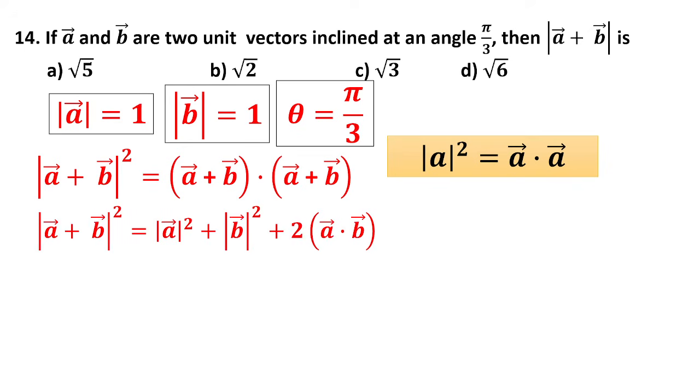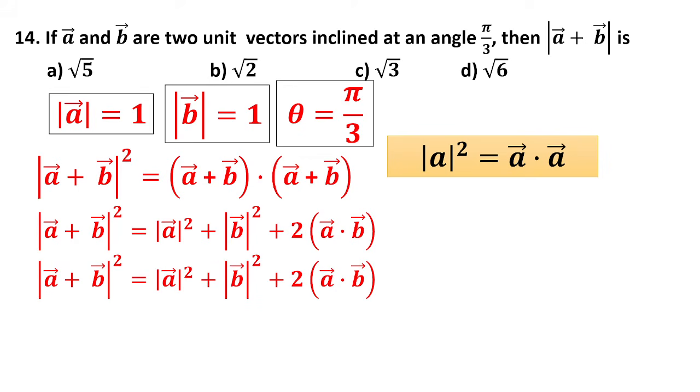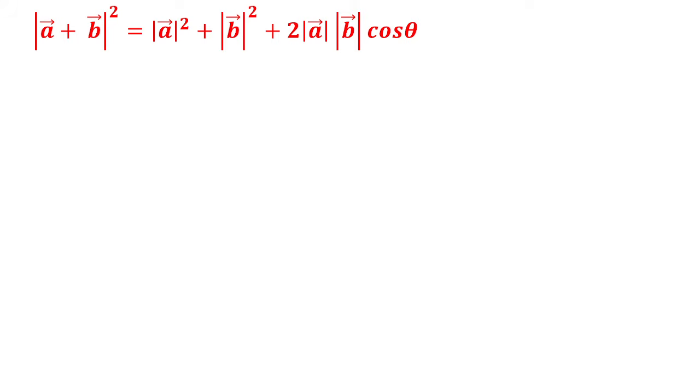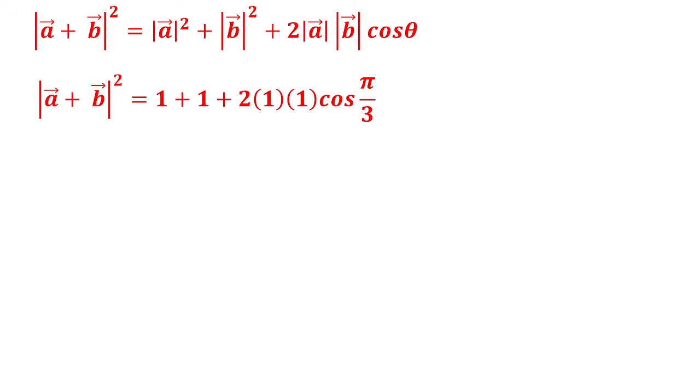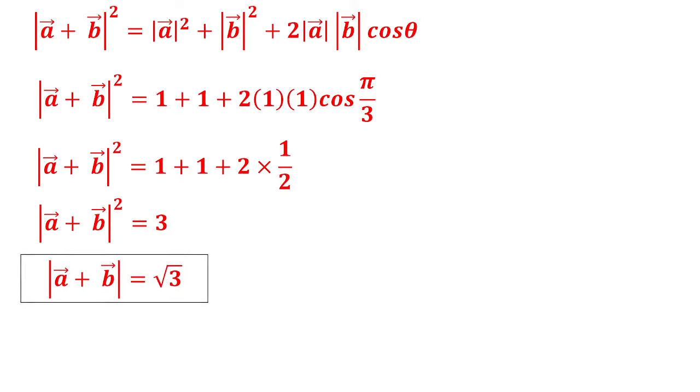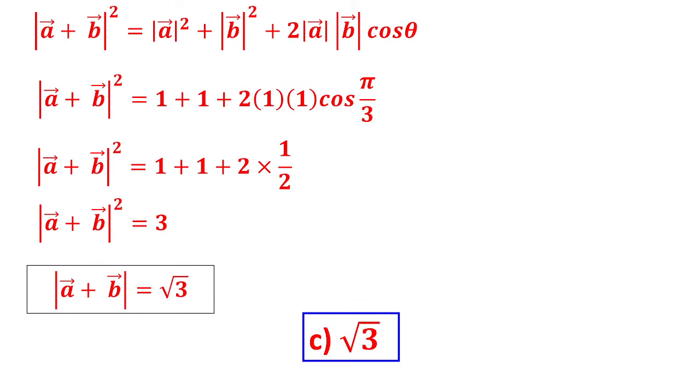I am expanding it. When I expand it, all of you know this expansion when you multiply. Magnitude of A is 1, magnitude of B is 1. And you know what is the formula for A dot B? It is magnitude of A into magnitude of B into cos theta. Now theta is pi by 3. I am substituting now, and I am getting the value of magnitude of A plus B the whole square is 3. Therefore the answer is root 3. Therefore the option is C.